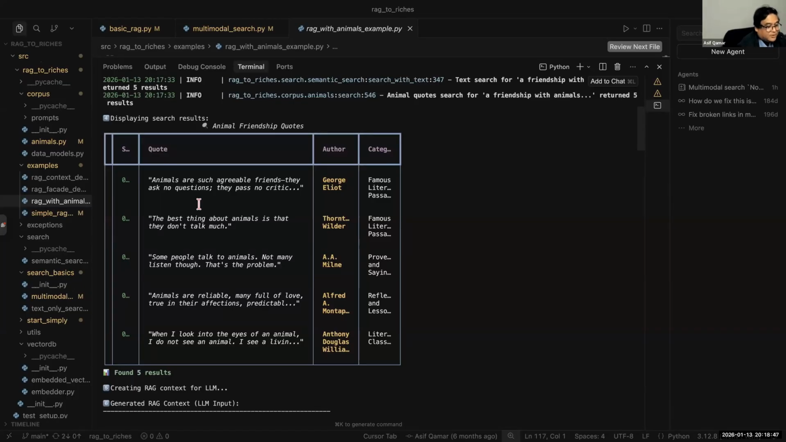And where is the quote? These are the best quotes. Would you agree? Look at the sentence. Animals are such agreeable friends. They ask no questions. They pass no criticisms, is the text. The other one is: the best thing about animals is that they don't talk much.